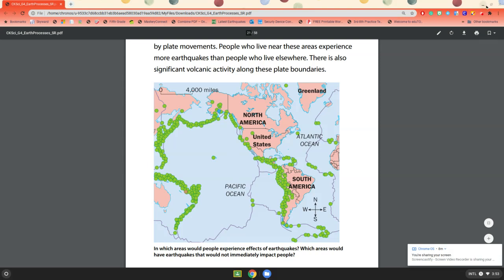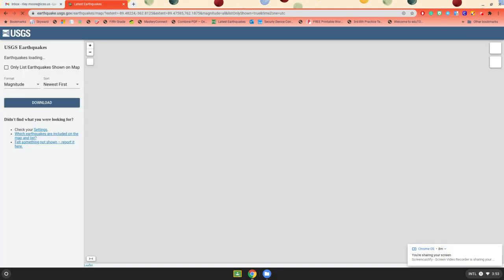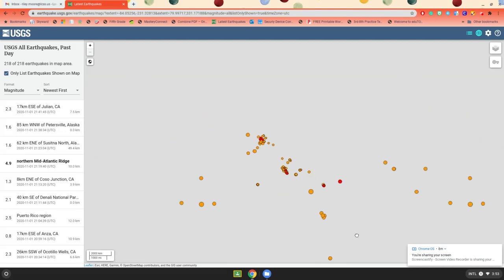Now, here is a more immediate thing. You can actually find this. I found it interesting when I located it. But this is actually the USGS, the United States Geological Survey, and they keep up with earthquakes. And what you see here, these red lines are plate boundaries. And you have these dots that represent earthquakes. And you can even zoom in on this website.